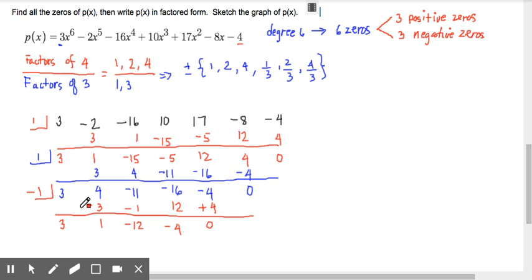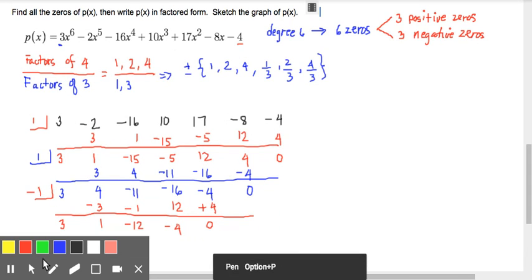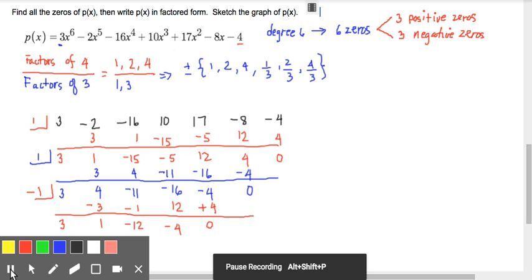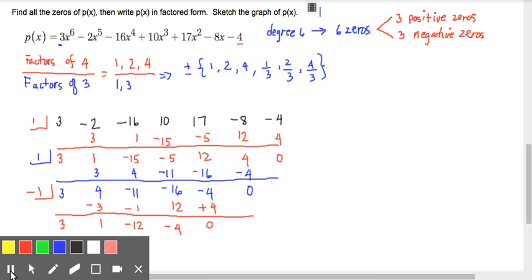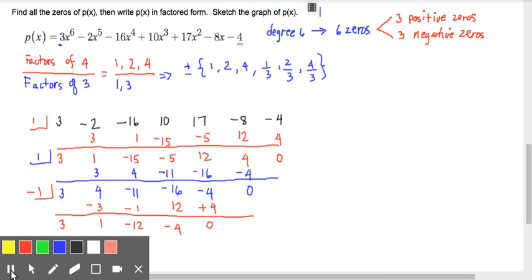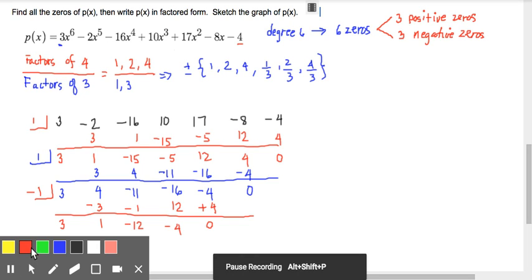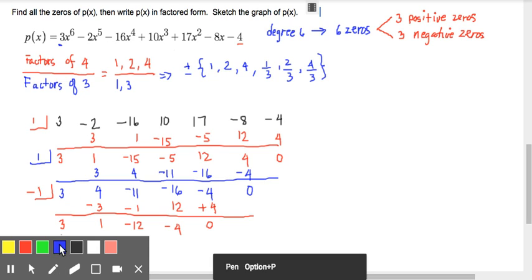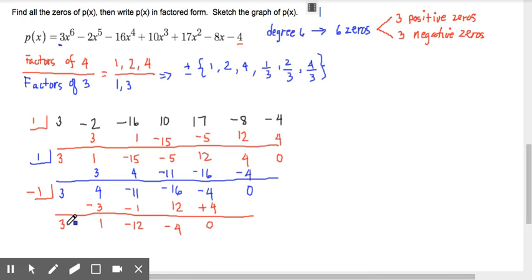Now, is negative 1 a double 0? Why don't you try it and see if it's a double 0? You can pause this video and try it. Okay, so it turns out that negative 1 is not a 0 2 times. So it's just a 0 1 time.